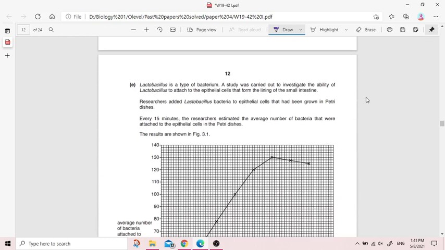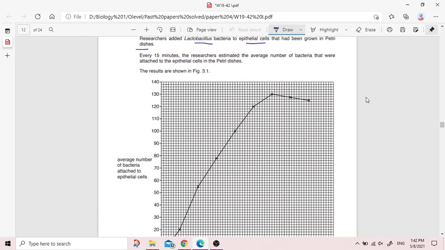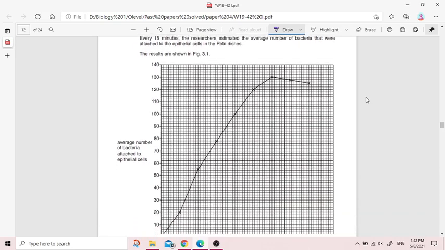طيب, Lactobacillus is a type of bacterium. A study was carried out to investigate the ability of the lactobacillus to attach to the epithelial cells that form the lining of the small intestine. I want to see their ability to attach to the epithelial cells. They added the bacteria to the epithelial cells that had been grown in a petri dish. Every 15 minutes, they estimated the average number of bacteria that were attached. يبقى أنا هعمل إيه؟ I will add the bacteria to the cells, and then every 15 minutes I count the number of the bacteria attached.